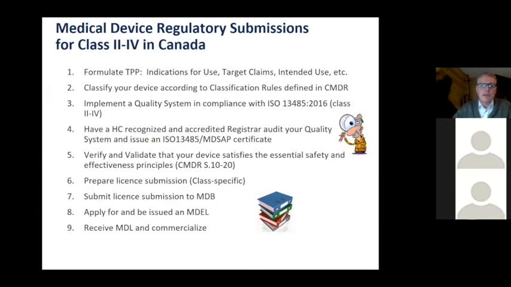You're going to verify and validate that your device satisfies the essential requirements for effectiveness and safety under the Canadian Medical Device Regulations sections 10 through 20. To prepare your license submission, you'll submit that license submission to the Medical Devices Bureau. Somewhere in there, you're going to be applying for your MDEL, and then ultimately you'll get your medical device license and commercialize. Easy peasy.